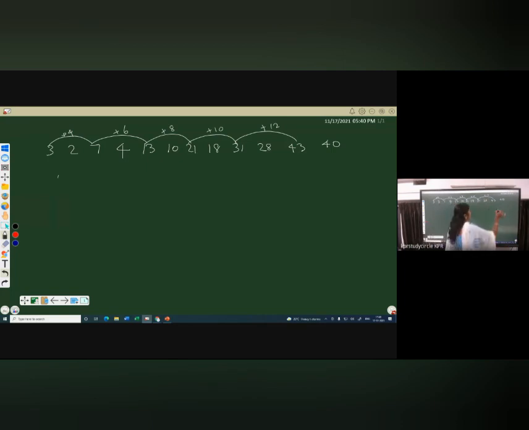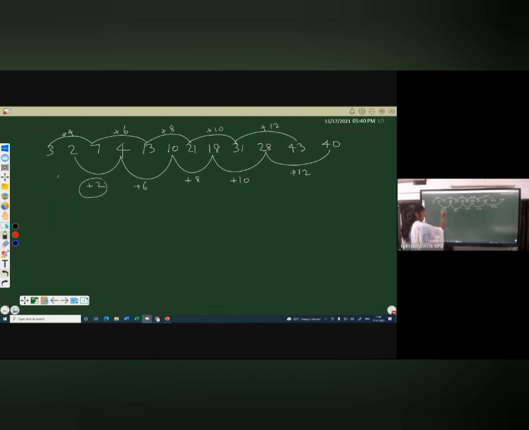Let me check with the even terms. 28 to 40 is plus 12. 18 to 28 is plus 10. 10 to 18 is plus 8. And this is plus 6. And here it is 2, so the difference is plus 2. Now look at this pattern. The differences are plus 4, plus 6, plus 8, plus 10, plus 12, and the same for the even terms, so here it should be plus 4.